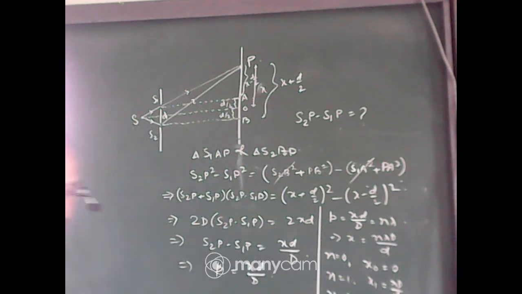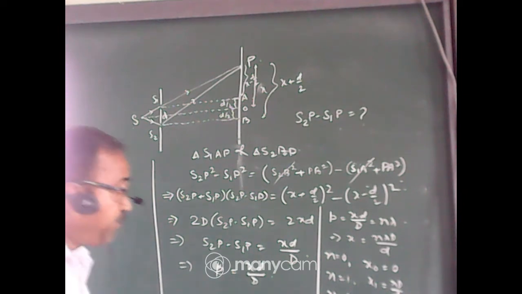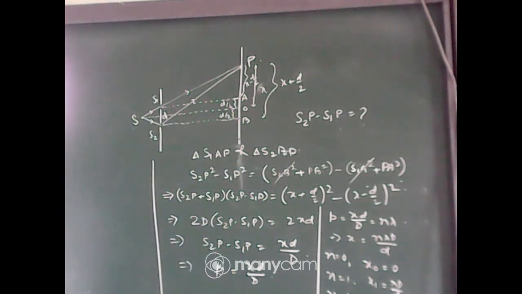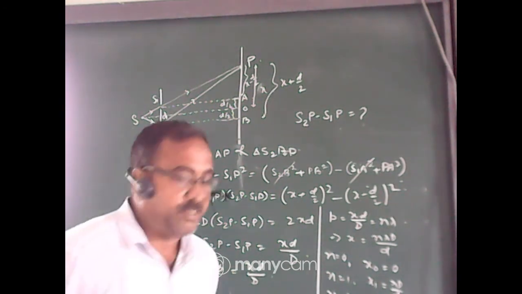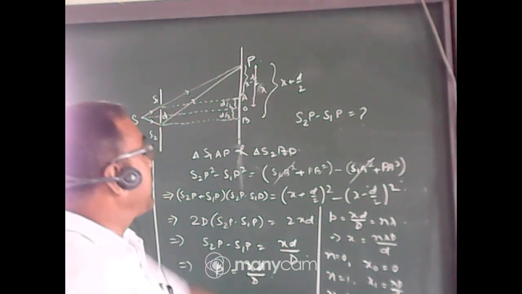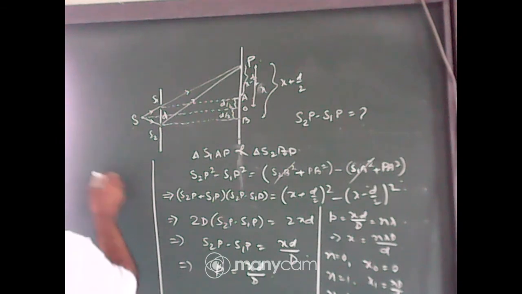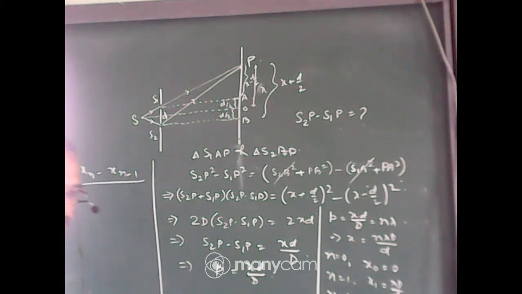Okay, my dear student, so you check here. Fringe width means the distance between two successive dark fringes or two successive bright fringes. First, find out the two successive bright fringes. If you consider two successive bright fringes, the required value is xn minus x(n−1). You consider here x2 minus x1.